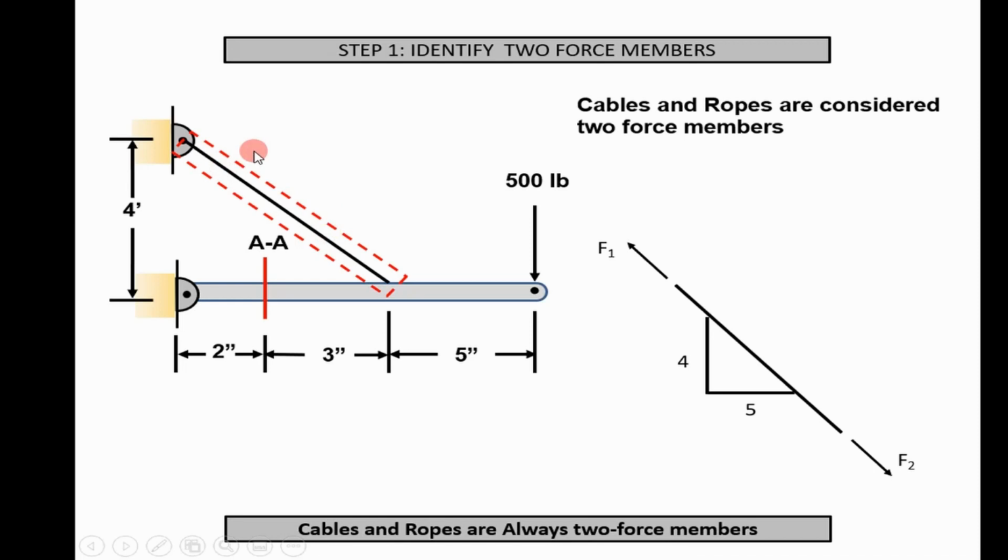So in general, cables and ropes are going to be 2 force members, and what you want to acquire from a 2 force member is the geometry. And so we can see here this rope is 4 inches tall from this datum point through the center of this member, and it's 5 inches long. And so you draw it here, and that's your geometry, and that's the 2 forces acting on that 2 force member. So in general, cables and ropes are always 2 force members, and it's easy to do an analysis on those.